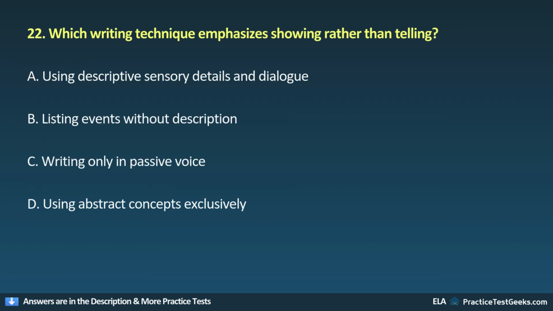22. Which writing technique emphasizes showing rather than telling? A. Using descriptive sensory details in dialogue. B. Listing events without description. C. Writing only in passive voice. D. Using abstract concepts exclusively.